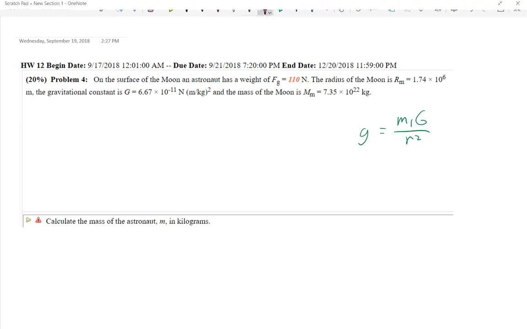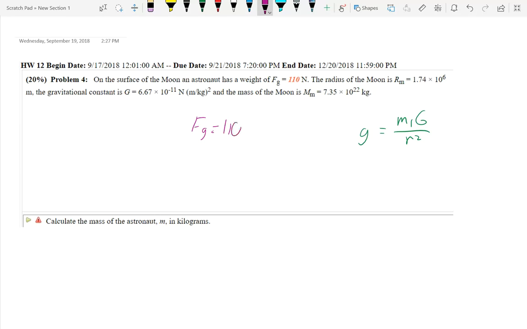Because we know that we're given the force of gravity. And we're given M1 to be 7.35 times 10 to the 22. G is the constant, which we are reminded of. And we're given R to be 1.74 times 10 to the 6, which we'll just use as our weird notation for that. Okay. So given all that, we're trying to calculate the mass of the astronaut in kilograms.